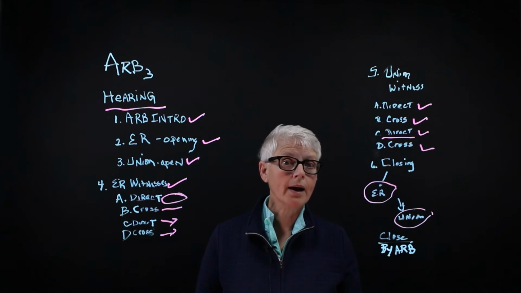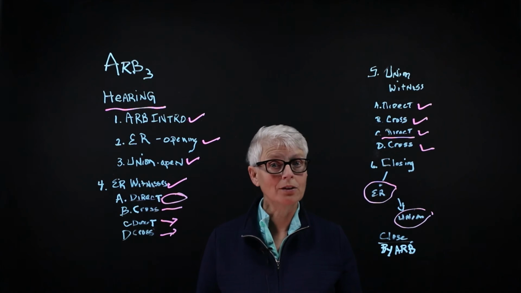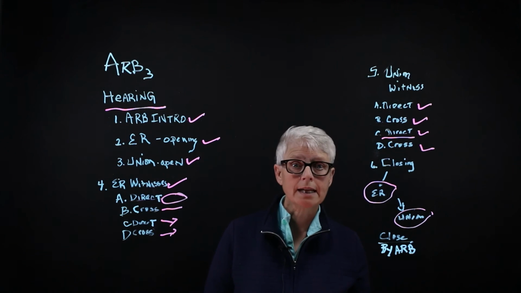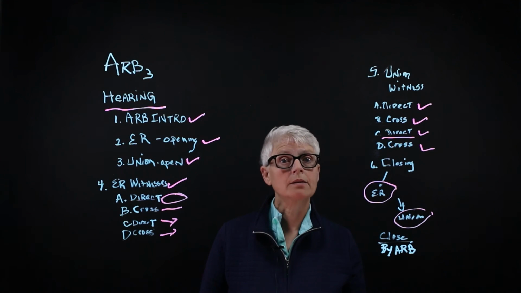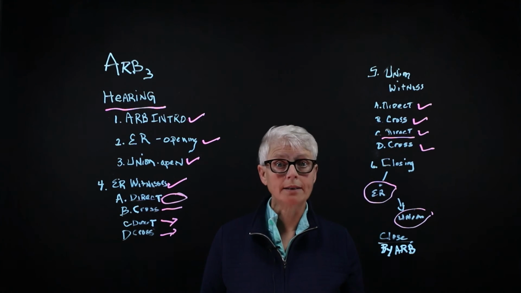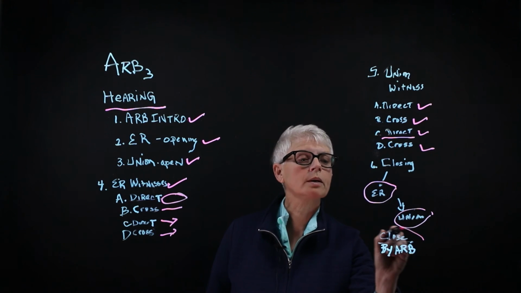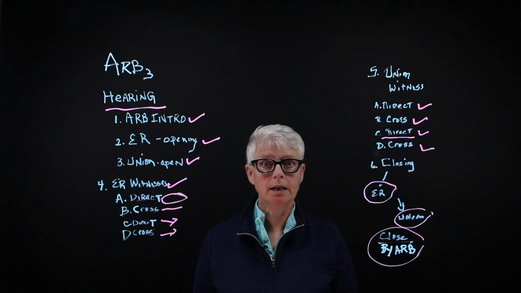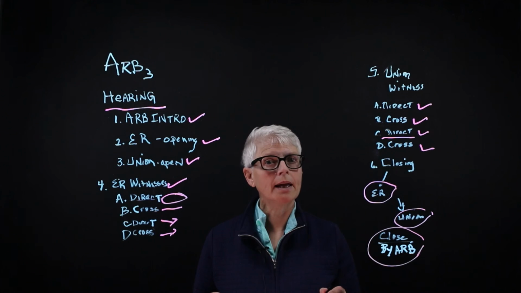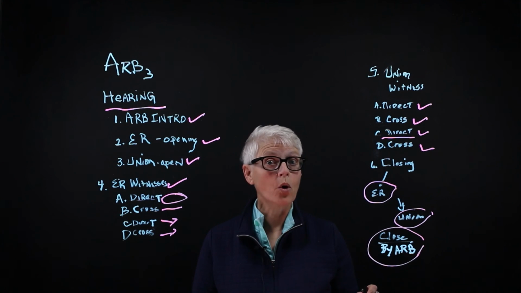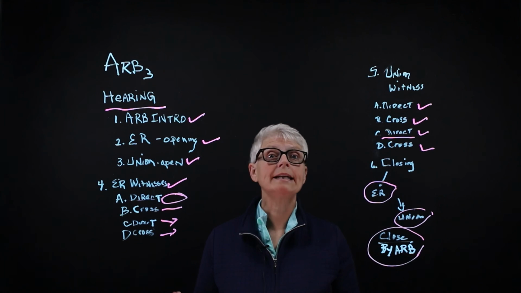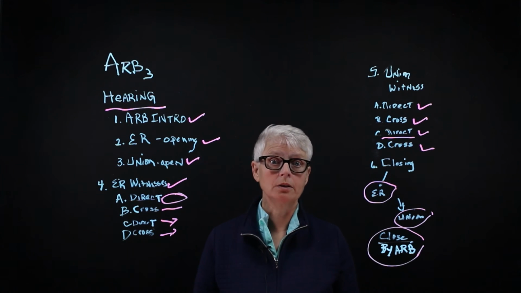And then the employer asks for relief, which is deny the grievance. The union does the same thing as the employer, only they say, we ask for relief, and that would be that you grant the grievance. The arbitrator will then close the hearing, and he may decide to decide right there, or they'll say, you know what, I need some time, and I'll let you know later.